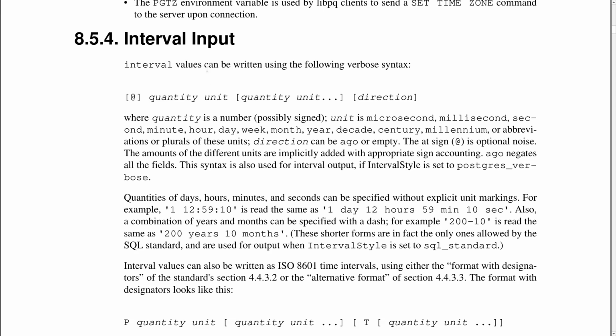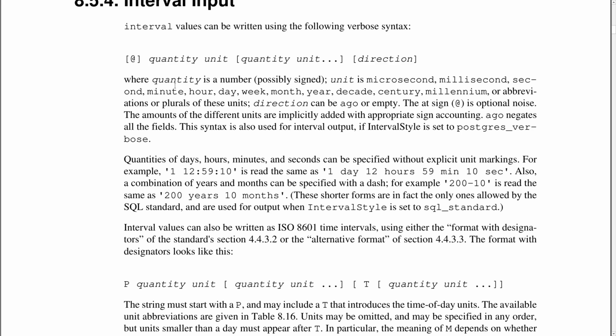Now we look at an important part, that is the interval. So interval has the following syntax: optional at sign, quantity, unit, and direction. The quantity is possibly signed. The unit is microsecond, millisecond, second, minute, hour, day, week, month, year, decade, century, millennium, or abbreviations or plurals of these units. Direction can be ago or empty. The at sign is optional noise. Amounts of different units are implicitly added with appropriate sign accounting. Ago negates all the fields.